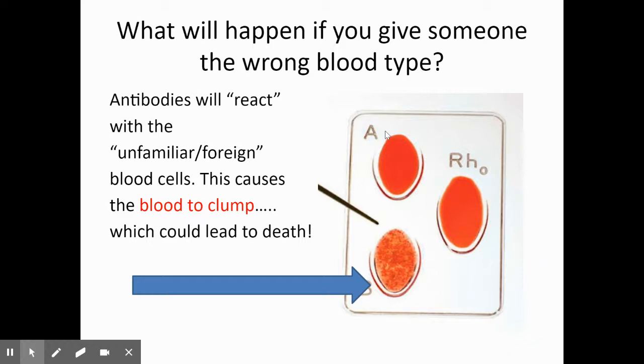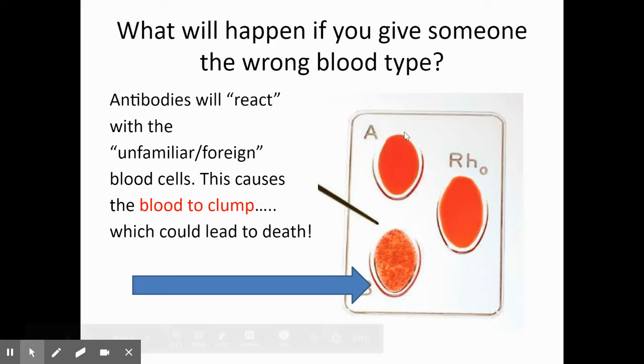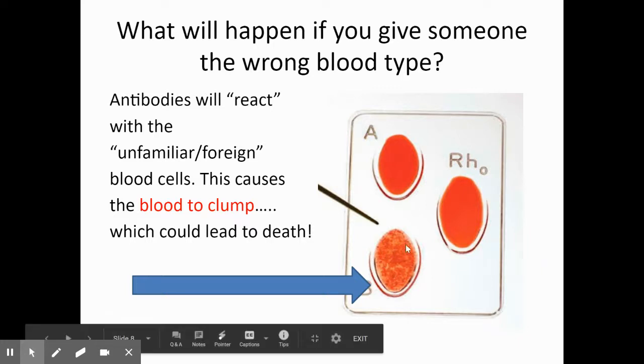So we keep talking about what happens if you give someone the wrong blood type, and what happens is the antibodies connect to the antigens and we get what's called agglutination, which is just another term for saying that the blood will clump. If you notice, I have a sample here, and the blood looks kind of grainy. That tells us that we are getting clumping. So this is nice and smooth. This is no clumping, and then the graininess here indicates that we are getting clumping.